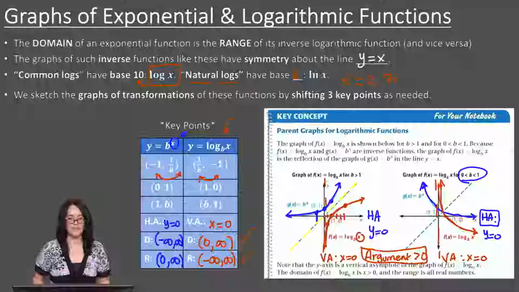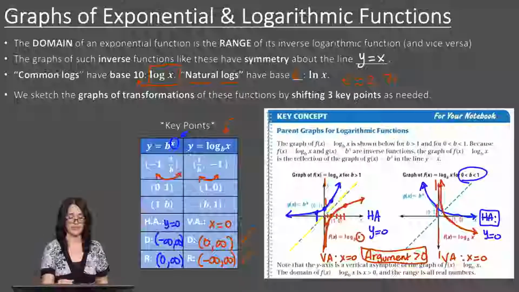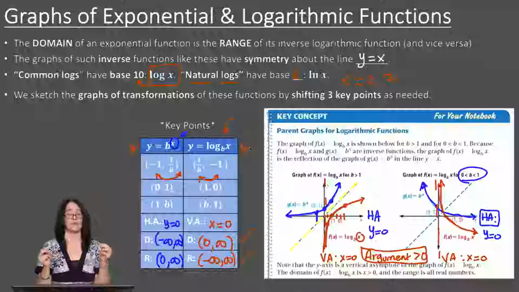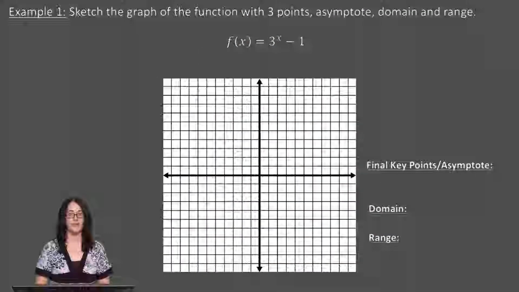Okay, so finally, let's get started graphing transformations of these functions, keeping in mind that you must have 3 points in mind before you can move them around. Okay. All right, so let's get started with our graphs. We're going to be graphing exponential functions and then some logarithmic functions. Here we go. So to begin, we're going to be sketching the graph of f of x equals 3 to the x minus 1, being careful to show 3 points, the asymptote, and then discuss its domain and range.